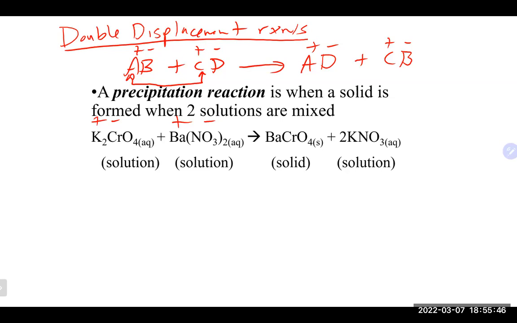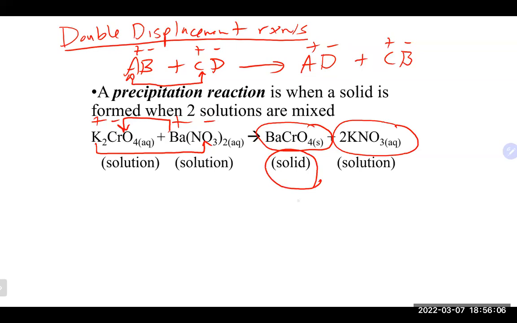Double displacement reaction is the big umbrella for which a precipitation reaction falls underneath. As these guys switch partners, the potassium ends up with the nitrate, as we see over here. The barium ends up with the chromate, as we see over here. The result of that is we form a solid. And a solid is what is referred to as a precipitate, which is why it's called a precipitation reaction. So one result of a double displacement reaction is a solid is formed.